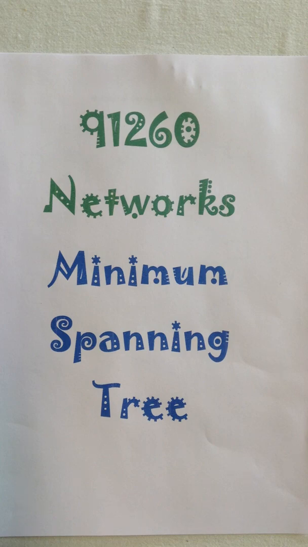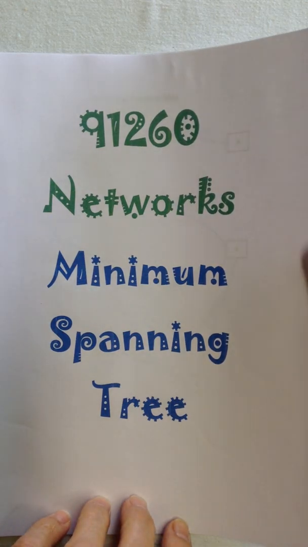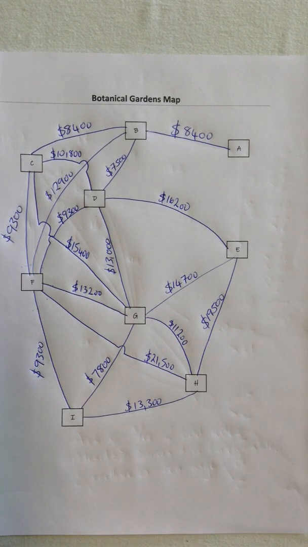Alright, minimum spanning tree. The third skill we need to show is how to get rid of pathways that are just unnecessary. So once again, I've got the map of the botanical garden, but this time we're looking at the pathways and how much the irrigation costs. So I've left out a couple here just to add them in so you can see what I'm doing.